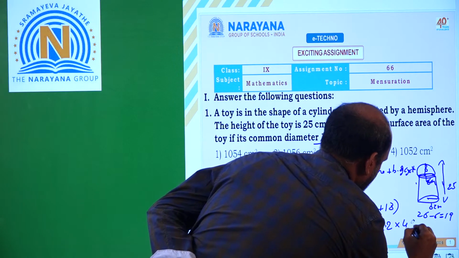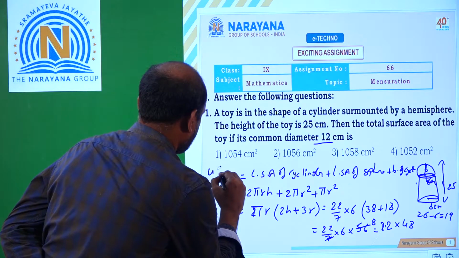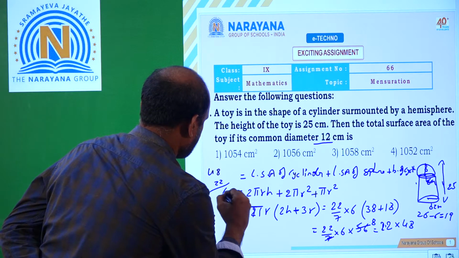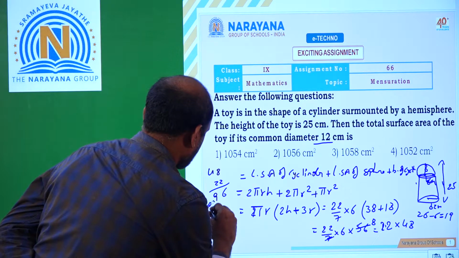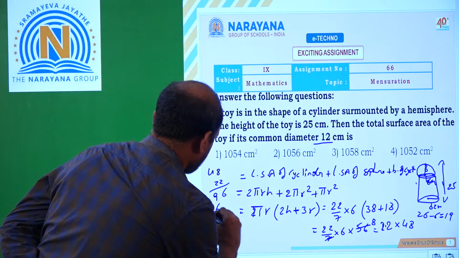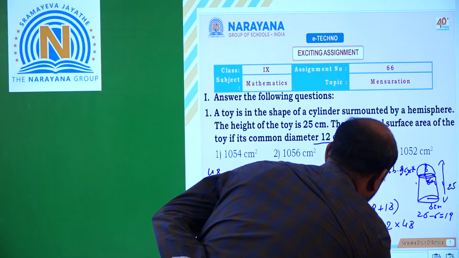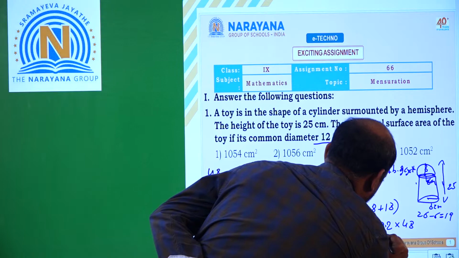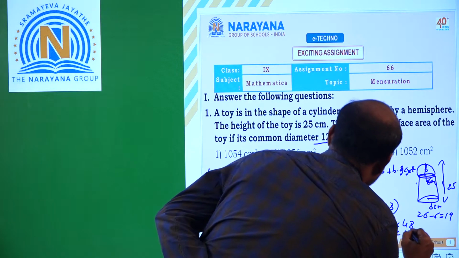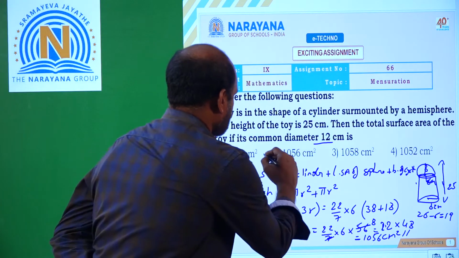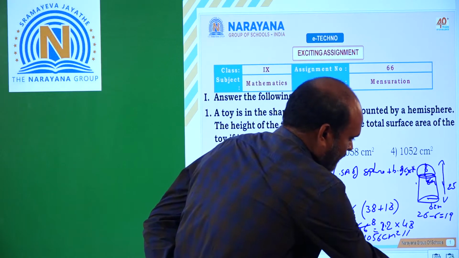22 into 48, calculate. 48 into 22, 2 eights are 16, 4 carry, 2 fours are 8, 9; that is 96, 5, 1, 0, 5, 6, that is equal to 1056 centimeter square. So the correct answer is option 2, 1056 centimeter square.